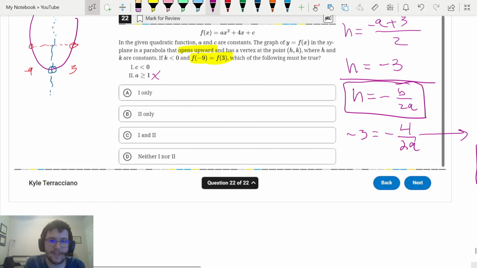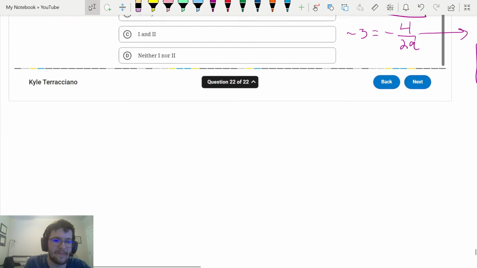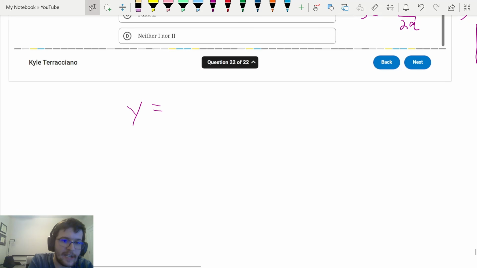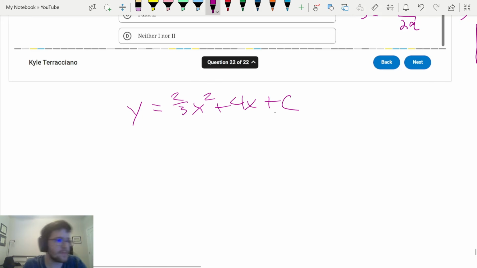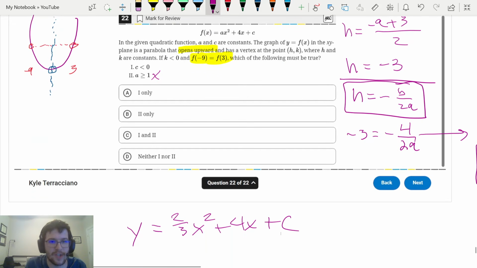Okay, so now at this point, I'm just going to do this down here because I have no room. We have y equals ax squared, so 2/3 x squared plus 4x plus c. And the question also tells us, so we know what h is. We know h is negative 3. And we also know k is negative. And we also know it's opening upward.